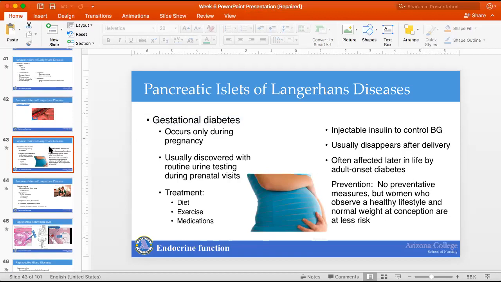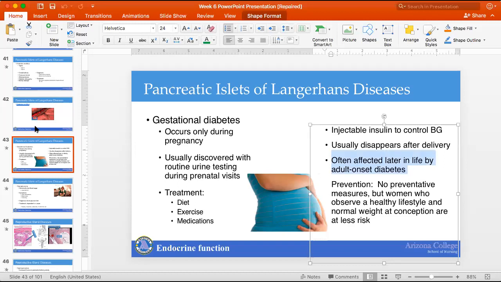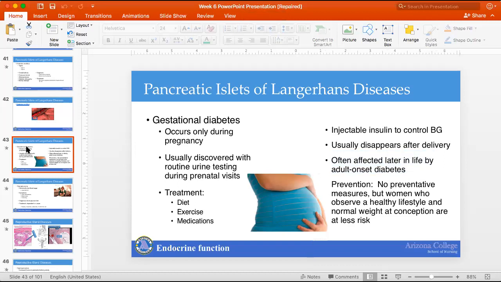So if someone has gestational diabetes, there's a pretty good chance that they could then have adult or type 2 diabetes later on. There's no preventative measures, but women who observe a healthy lifestyle and normal weight at conception are at less risk.